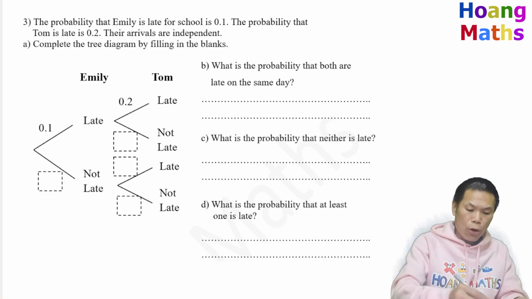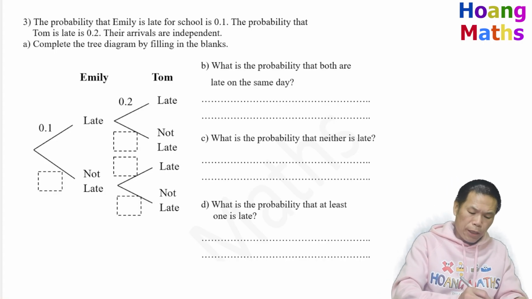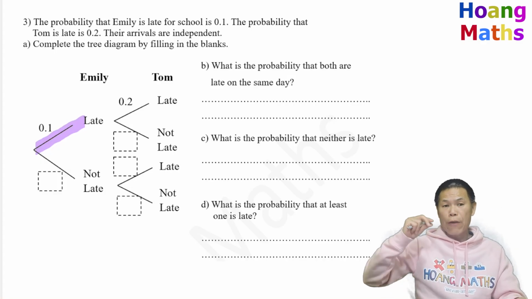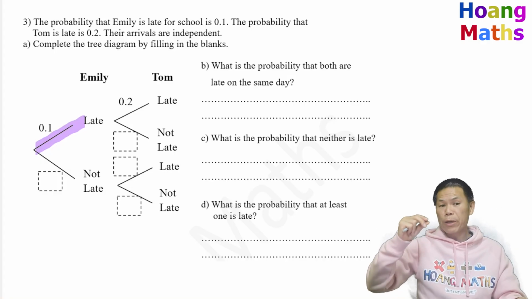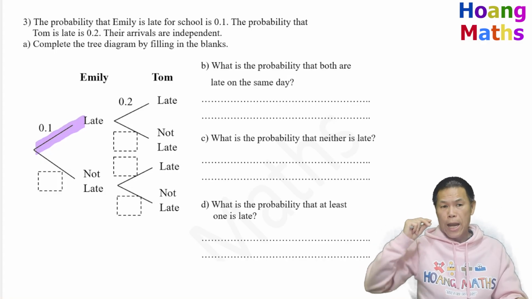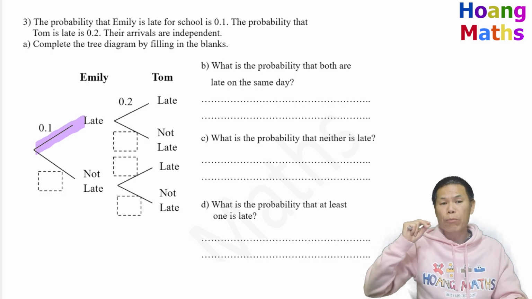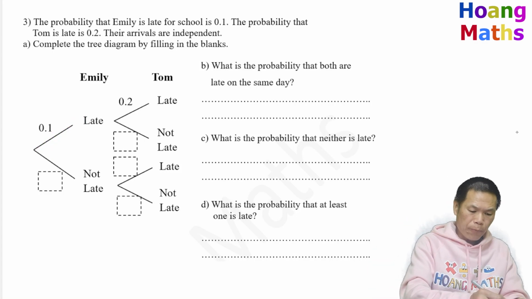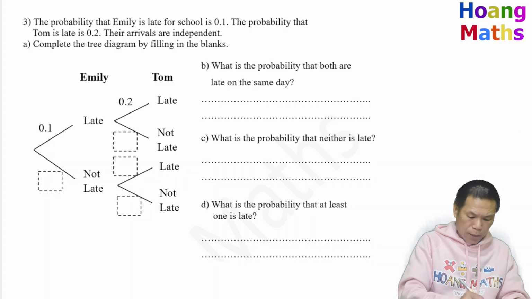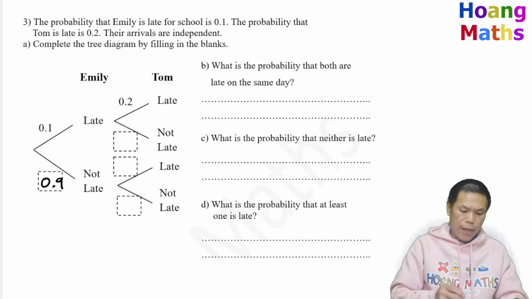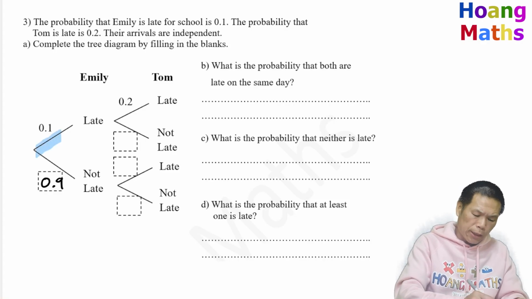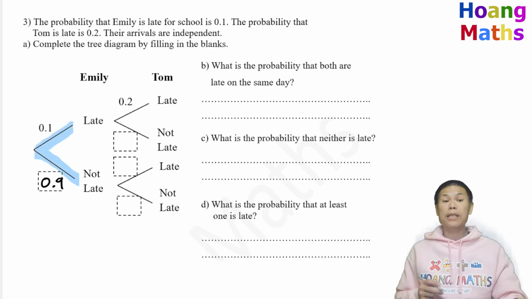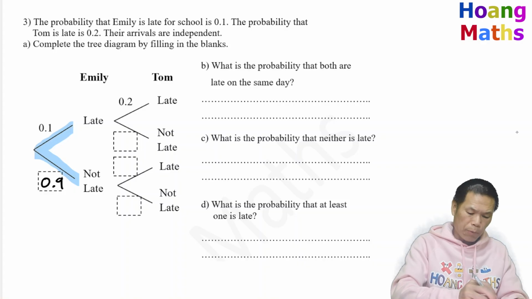And please take note. Emily being late to school is 0.1. So therefore not late will be 0.9, because 1 minus 0.1 is 0.9. So let me just write this down. So that is 0.9. And please take note on this: this plus this must give me 1 whole. Okay, keep that in mind.